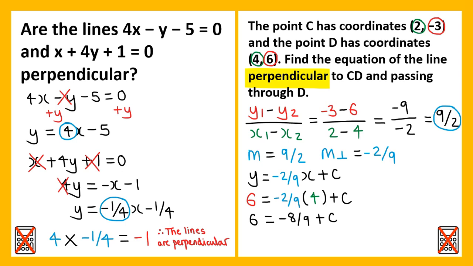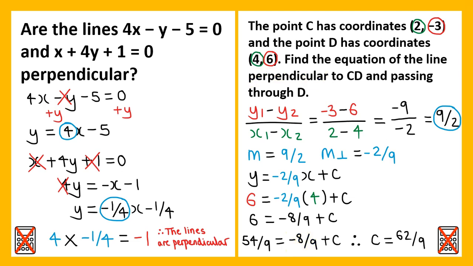Adding and subtracting fractions and whole numbers without a calculator will be made easier if I have common denominators. I can change 6 to be a fraction over 9 by multiplying the numerator by 9. 6 multiplied by 9 is 54. 54 over 9 is equal to negative 8 over 9 plus c. Add 8 over 9 to both sides to find c. Therefore, c is equal to 62 over 9.